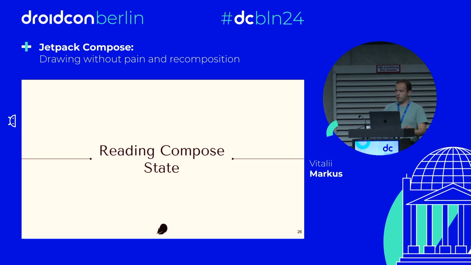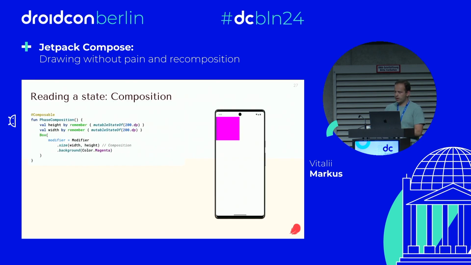But before going to the next topic, let's take a look at the different phases of Jetpack Compose, to understand how and where we can read compose states. Here on this slide, we're using modifier size. We read the width and height during the composition. So every time we pass a value into a method, modifier, or any composable function as an input argument, we read the state in the composition phase.